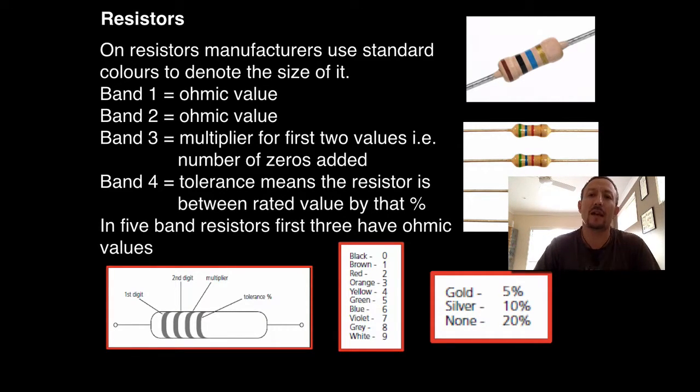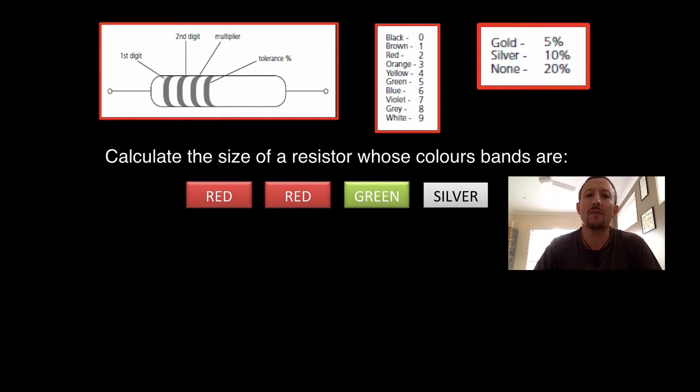Okay, so let's have a quick go and see if we can work out what the value is. Okay, so here I've got a resistor. It's got a red band, followed by a red band, followed by a green band, followed by a silver band. If you pause the video now, try and work out what your ohmic value is of your resistor. Okay, so welcome back, and let's see how you got on.